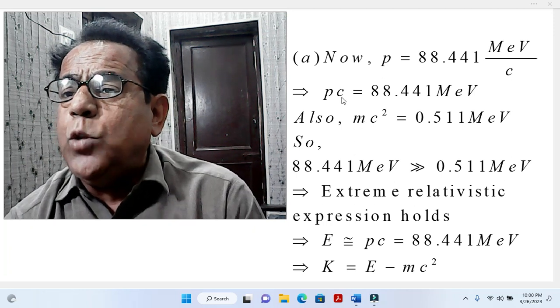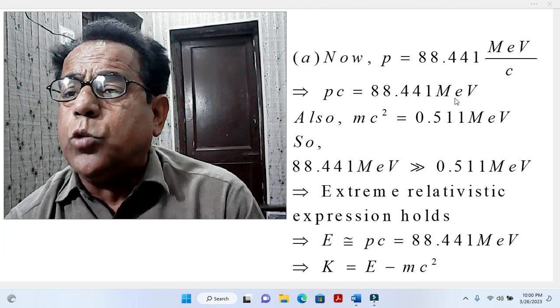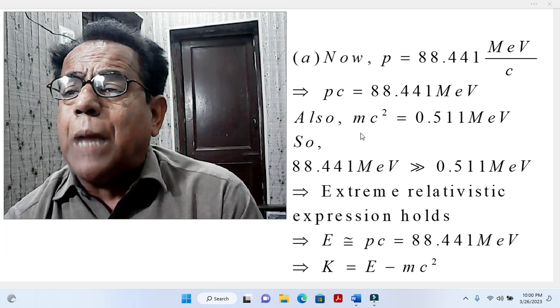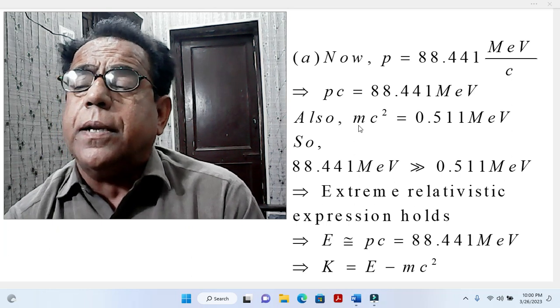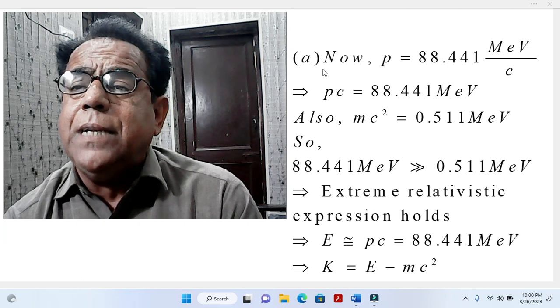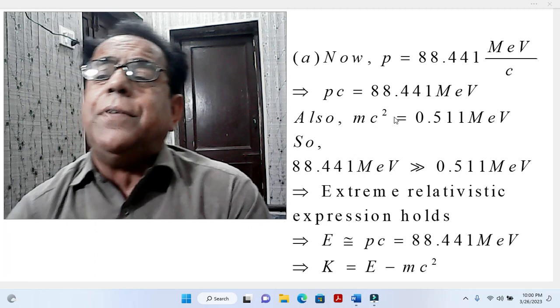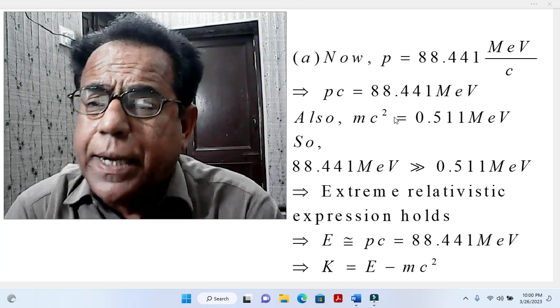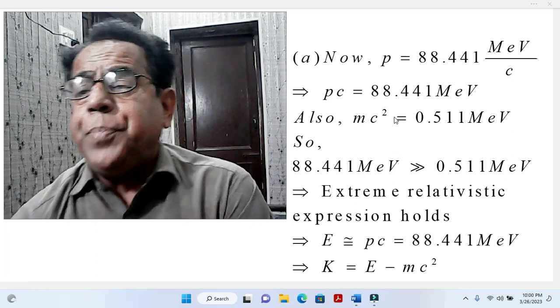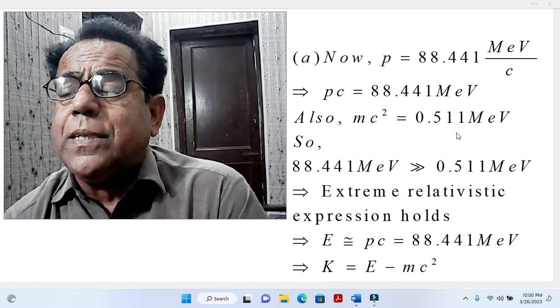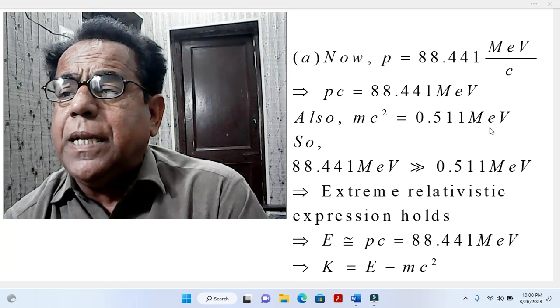From here the value of pc has become equal to this, and the value of mc squared for the electron, because part A is dealing with the electron. In the helping tool, where the table is given in which electron, proton, neutron and 1u are listed, their mc squared for the electron is equal to 0.511 million electron volt.